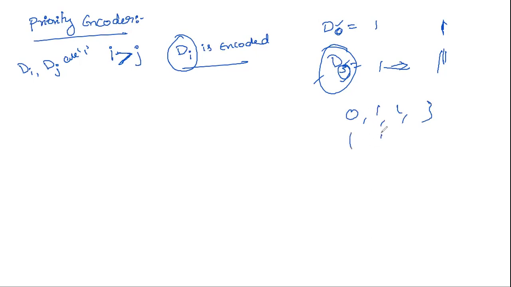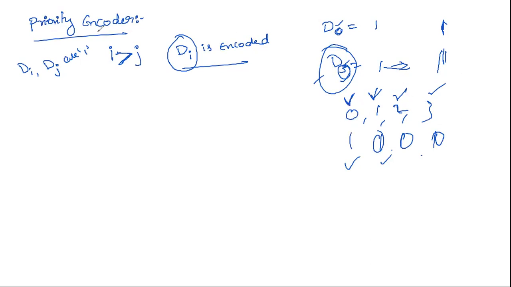Priority is given to the largest number out of 0 1 2 3. If all are ones, we give priority to 3. If 3 is 0, and the remaining are ones, then we give priority to 2. If 2 is also 0 and 0 and 1 are available, then priority goes to 1. If 1 is also 0, then priority goes to 0. So let us draw the truth table.